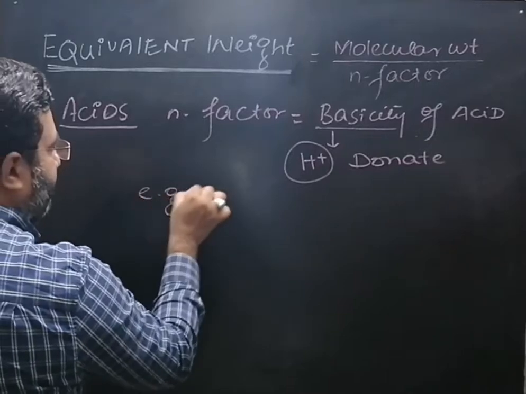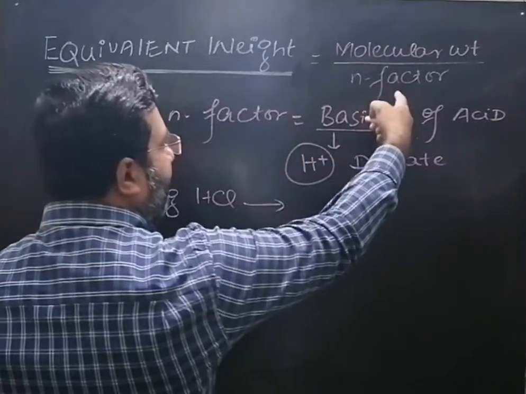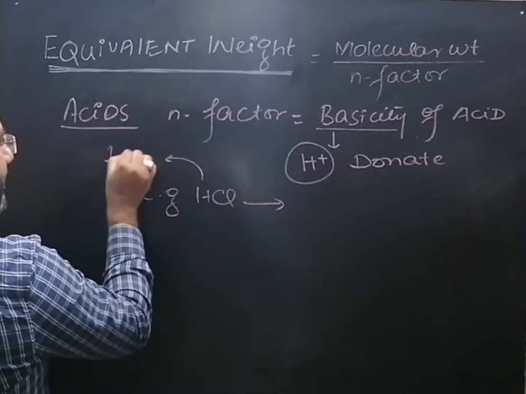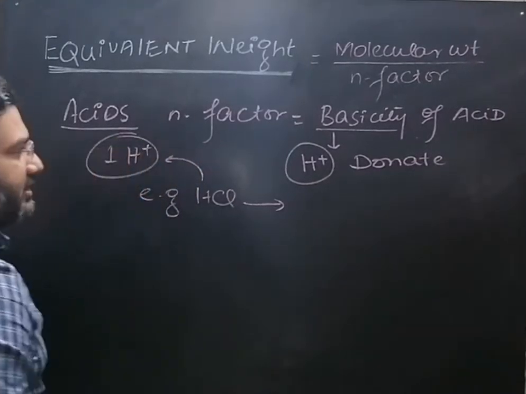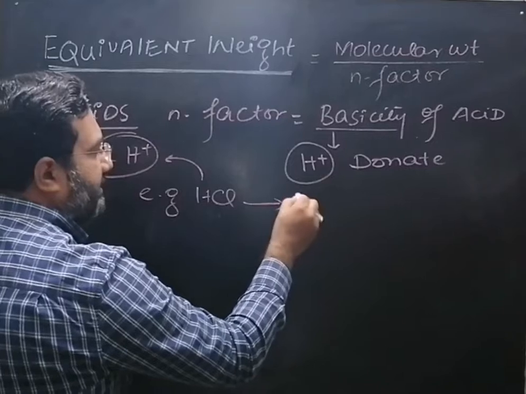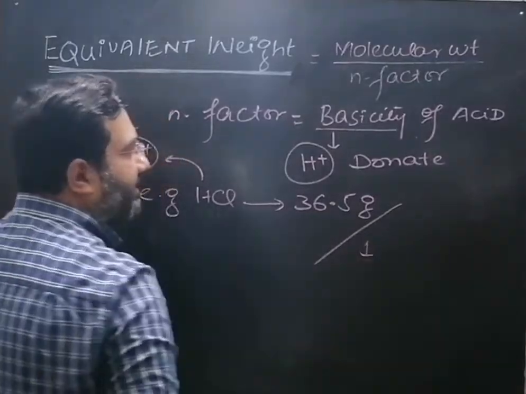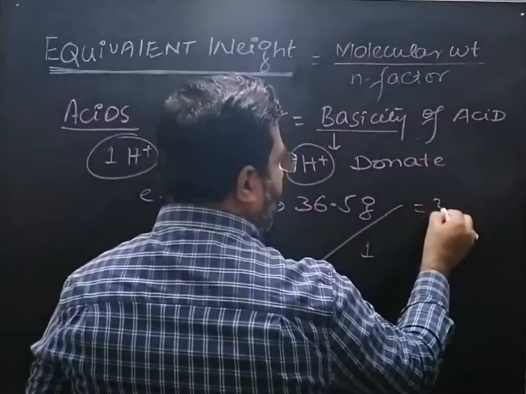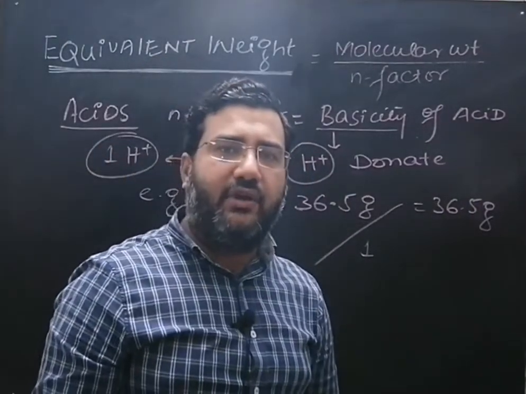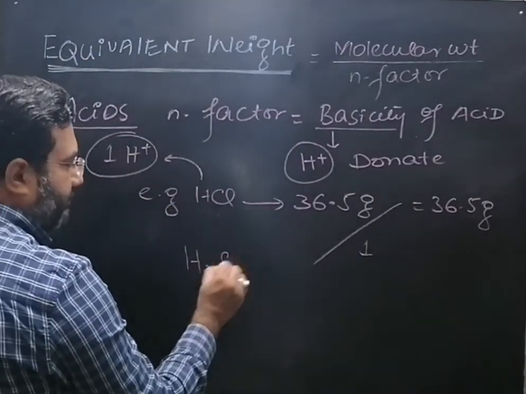For example, in case of HCl, what should be its equivalent weight? Molecular weight divided by n factor, and n factor is the basicity. You know that HCl can donate only one H+ ion in its aqueous solution, so its basicity is 1. The molecular weight of HCl is 36.5 grams, divided by n factor, which is 1, so that will be equal to 36.5 grams. In case of HCl, the molecular weight and equivalent weight are both equal.